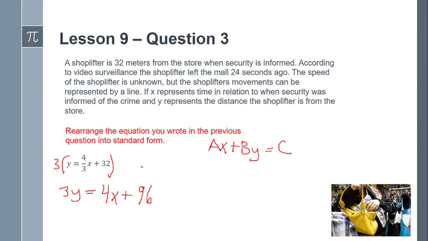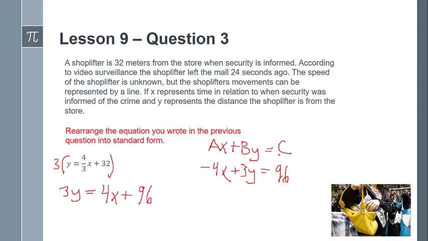All right, so we're almost there, but it doesn't quite look like this yet, right? I need to get my x's and y's together on one side of the equation. I have a positive 4x here, so I can subtract it from both sides. And then when I do that, I would end up with negative 4x plus 3y is equal to 96. So all I did there was pick up the 4x. It was a positive 4x term, and I changed the sign and pushed it to the other side of the equation. Right now, this looks really close to our form here.